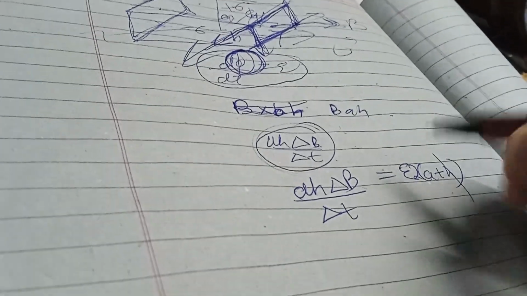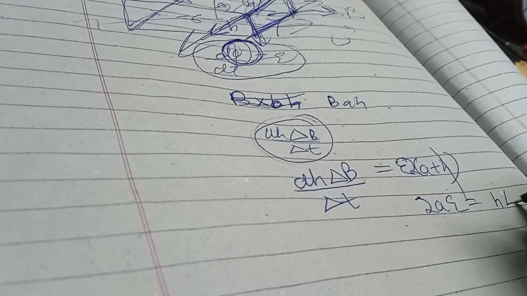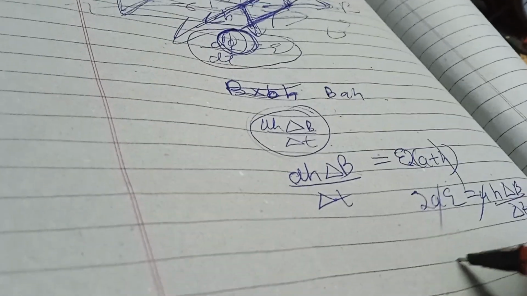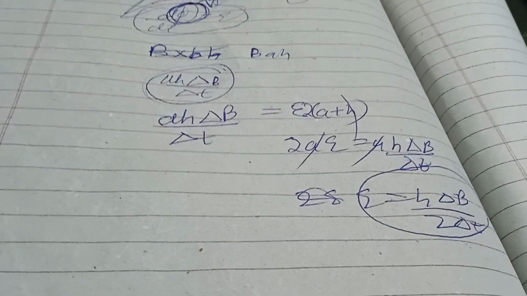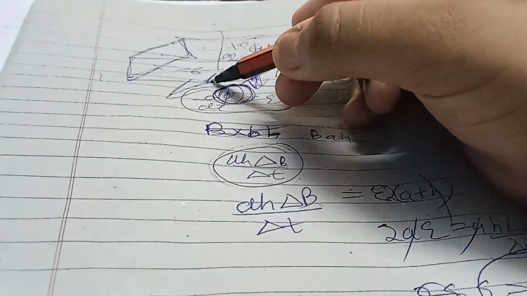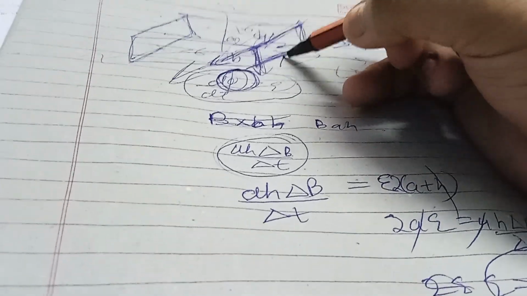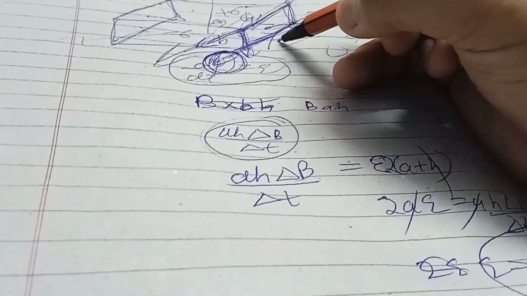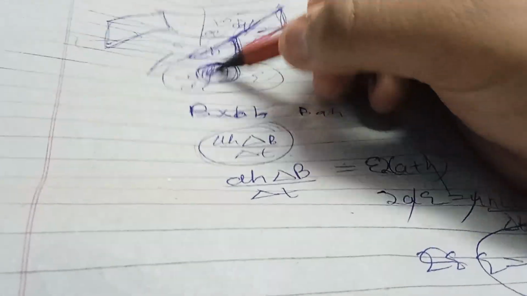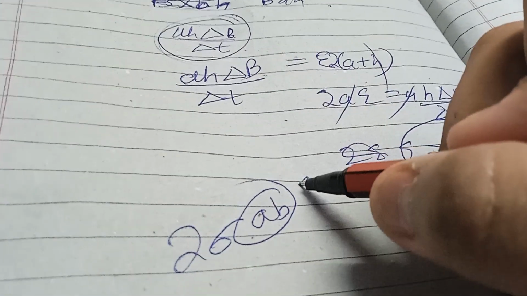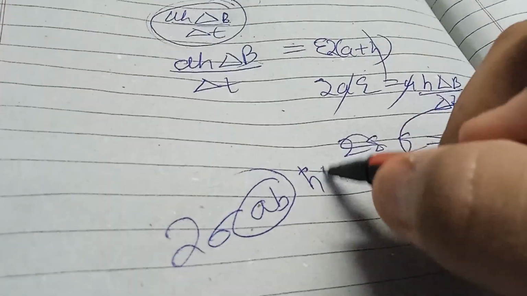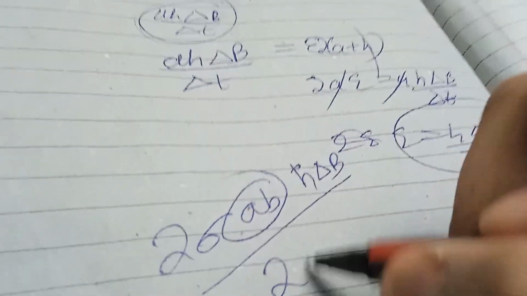But it's given that H is very small compared to A, so remove it. 2AE is H del B by del T into A. A gets cancelled, so E is H delta B by 2 delta T. Now let's calculate the force on the box. The force on the box is this one, like here minus sigma electric field, so the box force is in the forward direction, similarly in this. So 2 sigma into AB, AB is area, right? 2 sigma AB is the charge, into the electric field H del B by 2 delta T.